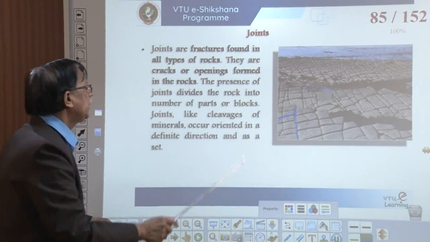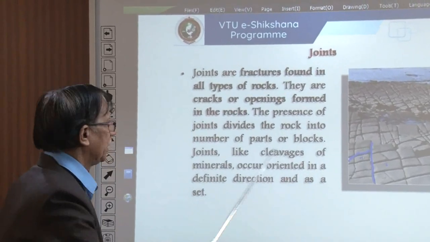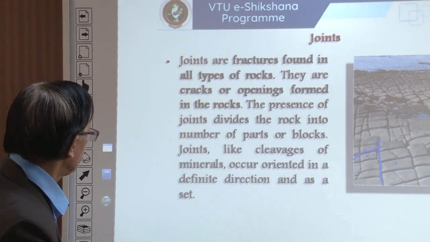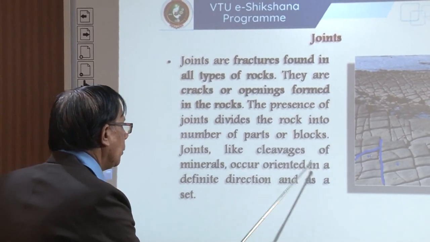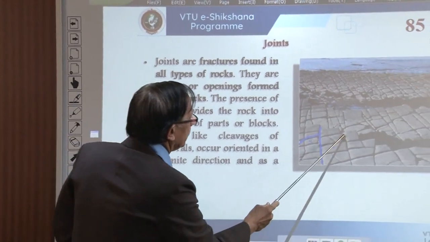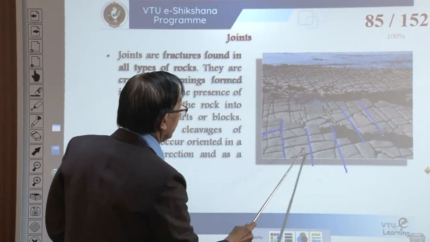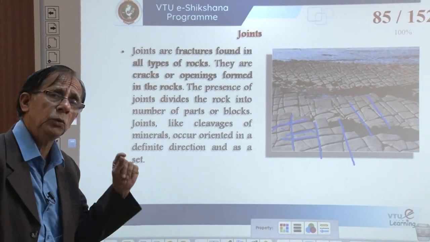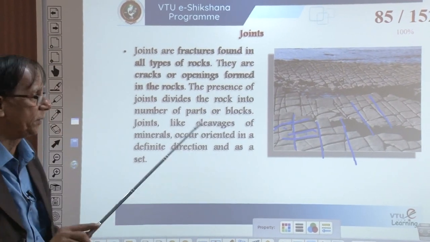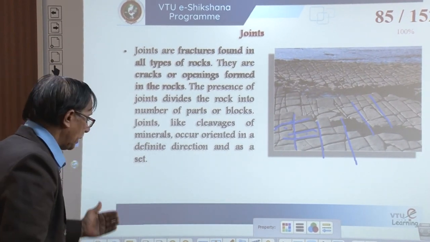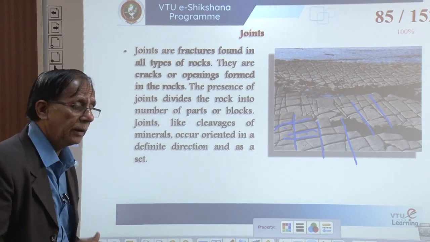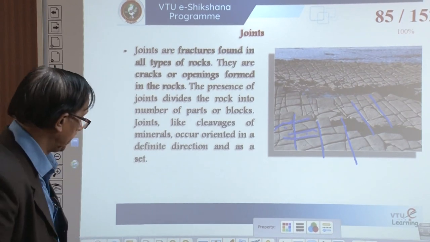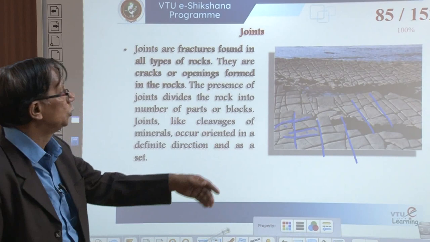They are similar to cleavages, but the spacing may be a little apart in case of joints, whereas in cleavage, it is much closer. They occur oriented in a definite direction. You see, they are all oriented, not haphazard, similar to the cleavage. Joints and cracks are oriented similar to cleavage, not necessarily, they can also be non-oriented, but in the majority of cases they do show orientation.